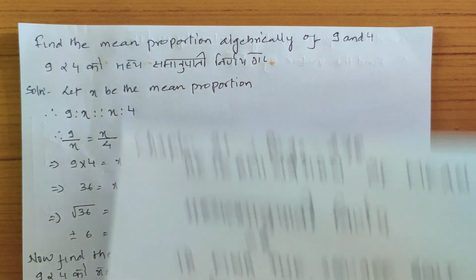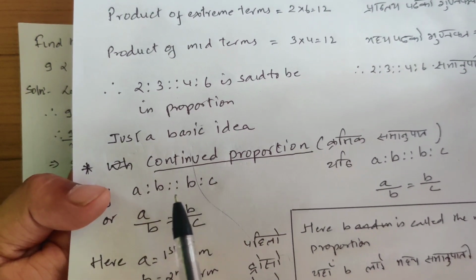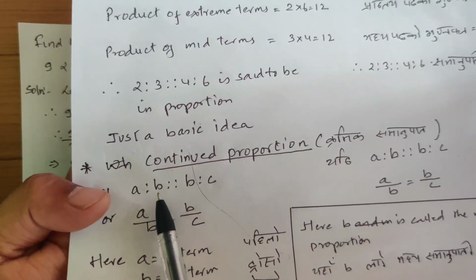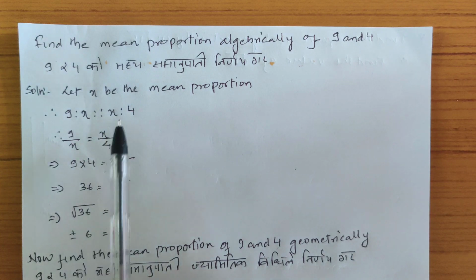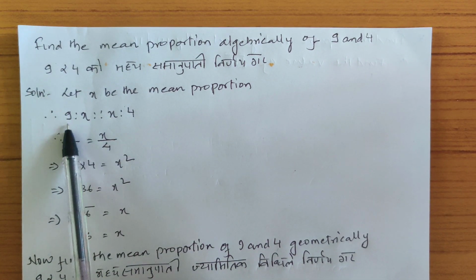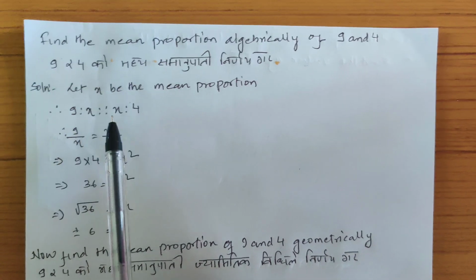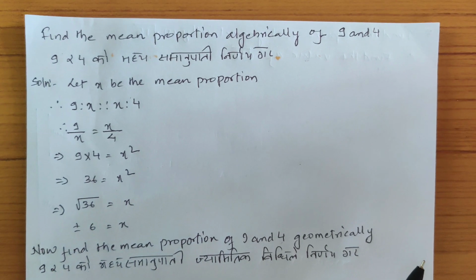So according to this which I've showed you, look out people precisely. If x is the mean proportion, where will x take its place? Here. So find the mean proportion of 9 and 4. Let x be the mean proportion, and then x will take its place. 9 is to x as x is to 4. So I can write it this way: 9 by x equals x by 4.